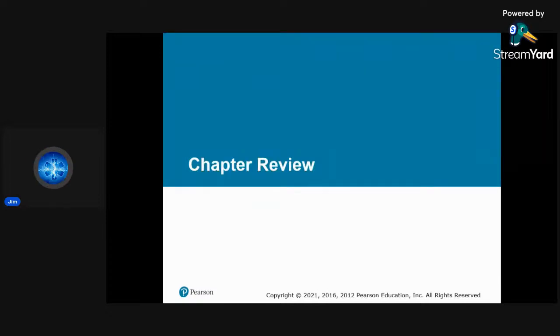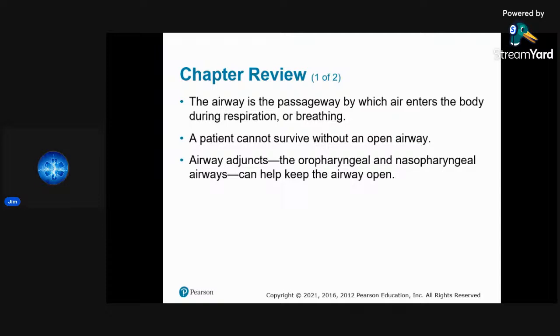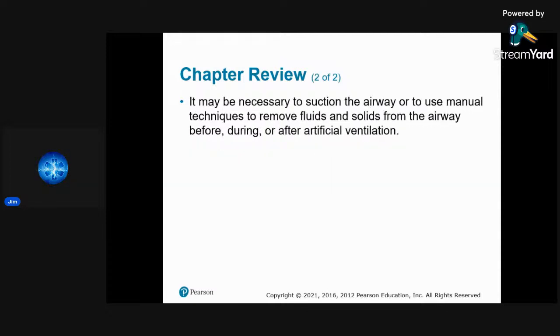All right, let's review just a little bit. Remember, the airway is a passage where the air enters and leaves the body during respiration or breathing. We can't survive without an open airway, or a patient can't. You'll hear the term over and over in EMS training: if you don't have an airway, you don't have a patient. It's a true story. So you're going to have a patent airway. When we're talking about airway adjuncts, we have two, the OPA and NPA, and they'll help keep the airway open. Remember, suction may be necessary.